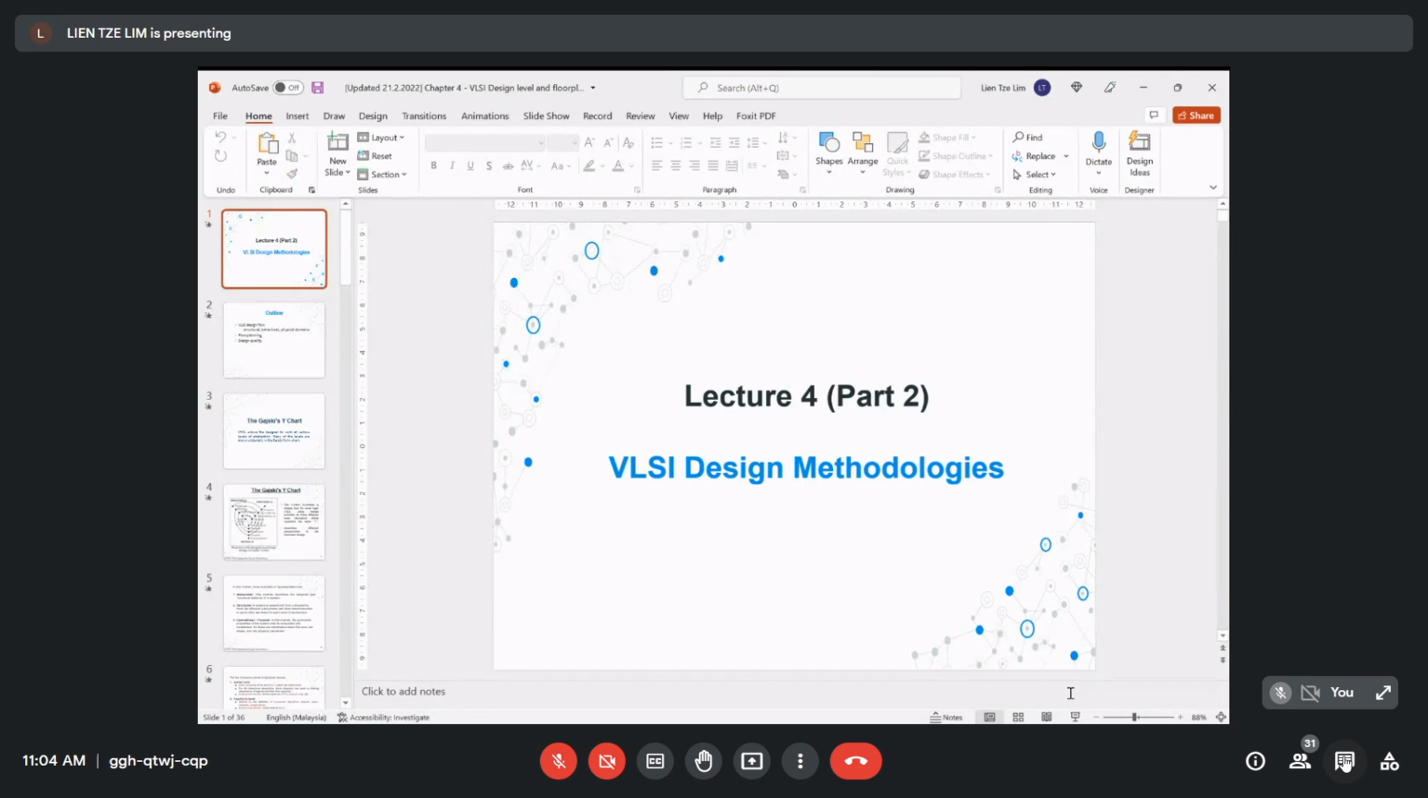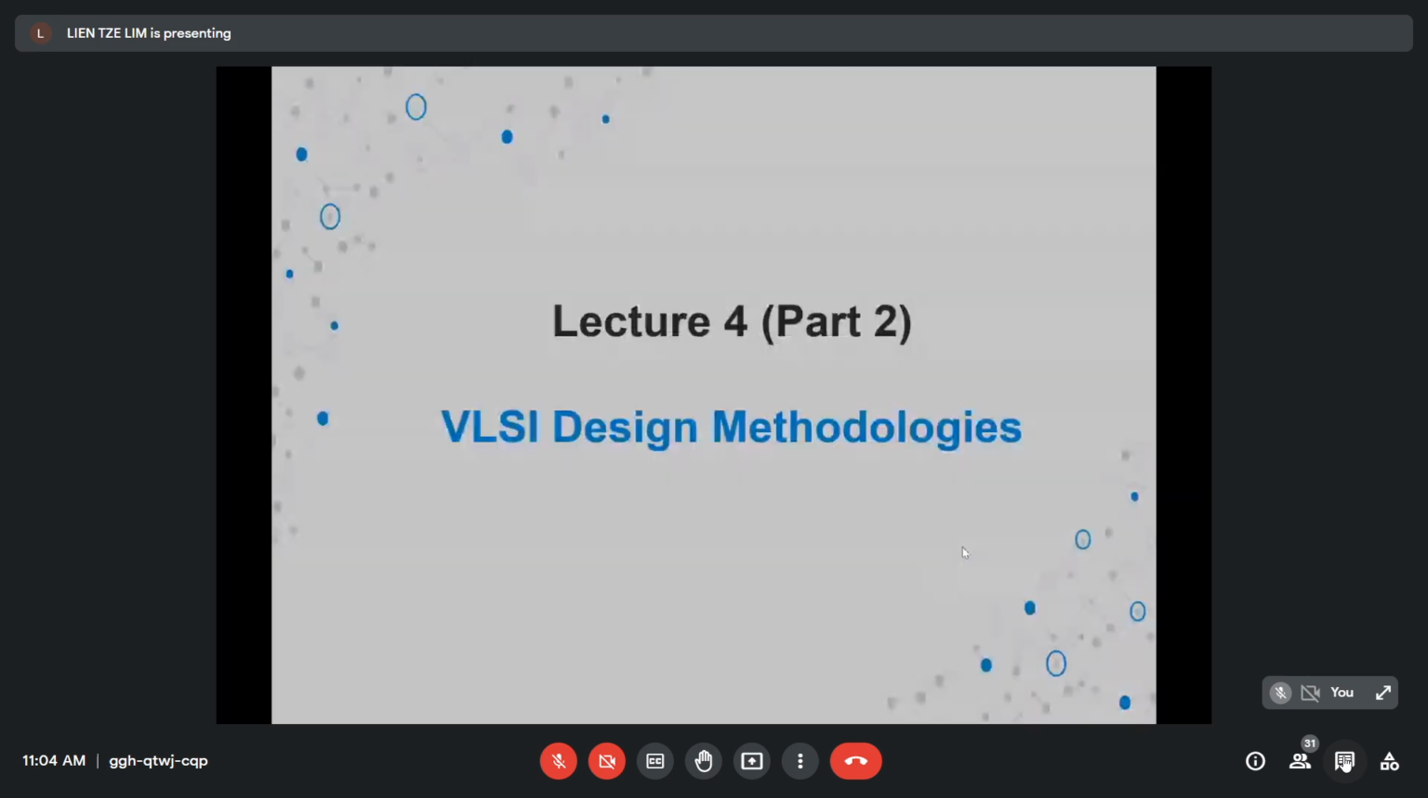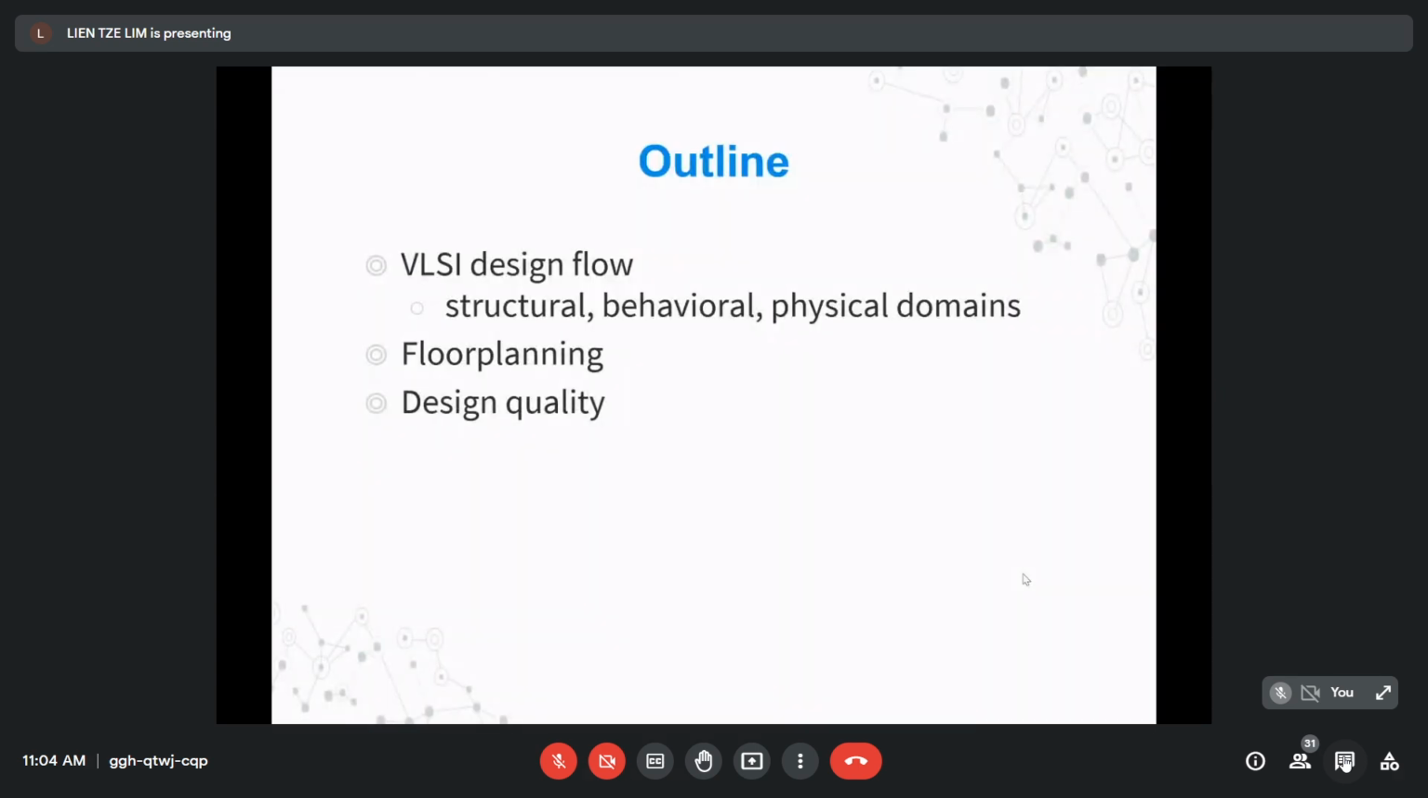So this is the VLSI design methodology, and then the outline. This is a short topic. Under this topic, the outline, as you see, covers VLSI design flow, floor planning, and design quality. The VLSI design flow I have covered in chapter 1 before. You will have to revise what the VLSI design flow is.